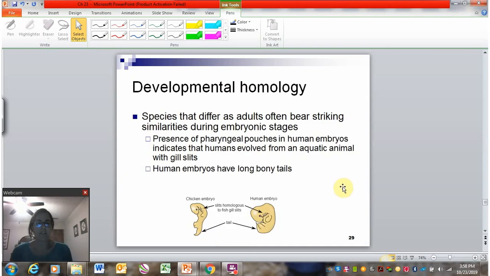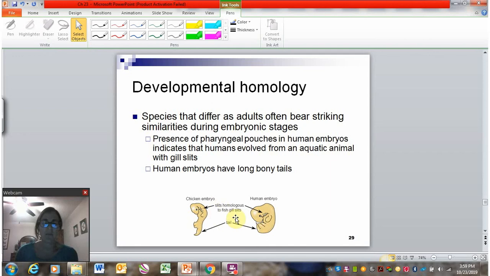Developmental homologies are similarities in organisms during their developmental stages, so like when the embryo is forming. And so they can show similarities between organisms that don't seem very similar once they're adults. So in this example, we see a chicken embryo and a human embryo. And a chicken adult and a human adult don't have very many similarities in their physical forms. I think you could safely say that.